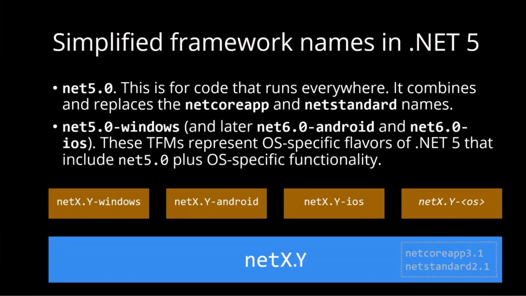So this is why we have .NET Core App 3.1, .NET Standard 2.1, and are evolving and getting rid of those predicates in the names. So we end up with just .NET 5.0, right? This is that unification of the various .NETs.